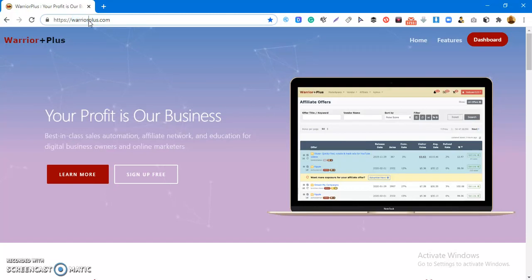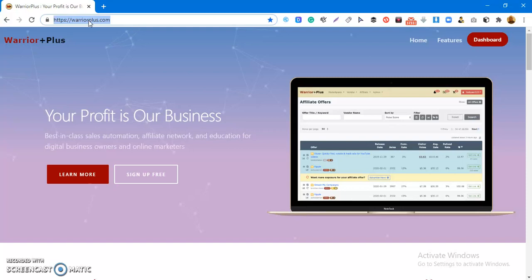WarriorPlus is a platform where you can sell digital products. You can sell products like ebooks. Just as you have physical books, you can create your own book in electronic copy. That's called an ebook, and then you can sell it. Or you can make a video course on something beneficial to people and sell it on this platform.